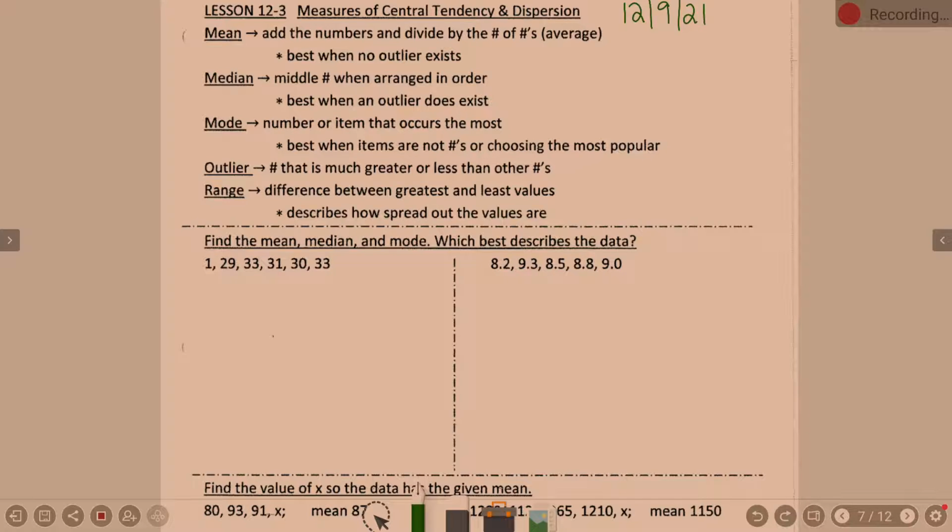So, I guess a practice run here. Find the mean, median, and mode. Does it matter which? We're going to probably skip around because with it just being me and you. So if we go ahead and do the first one: 1, 29, 33, 31, 30, and 33.